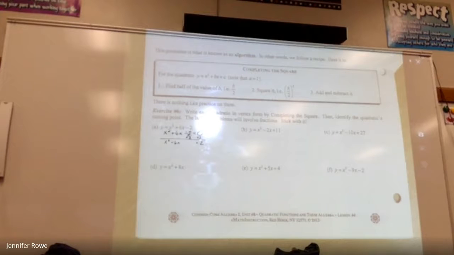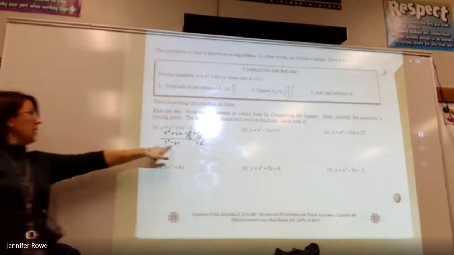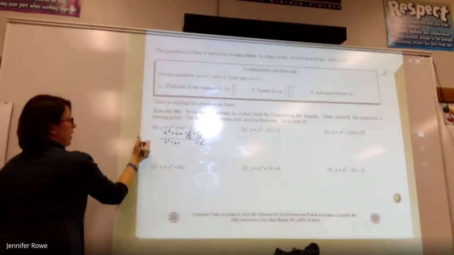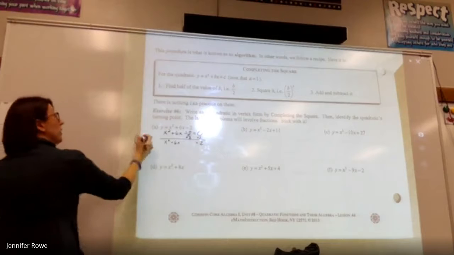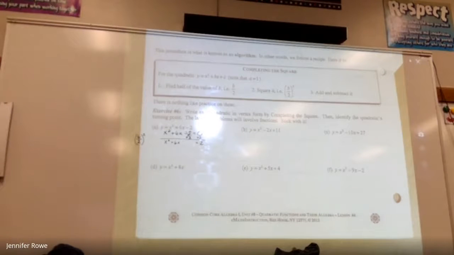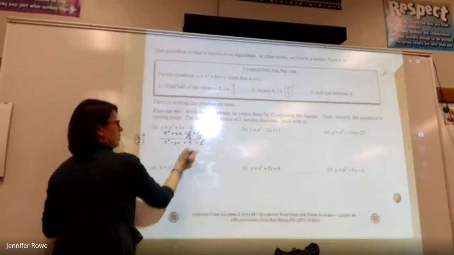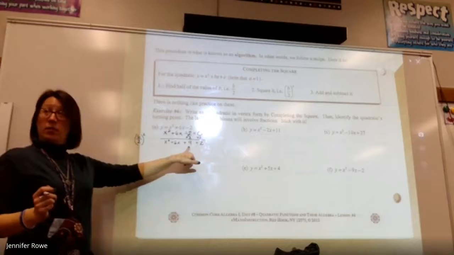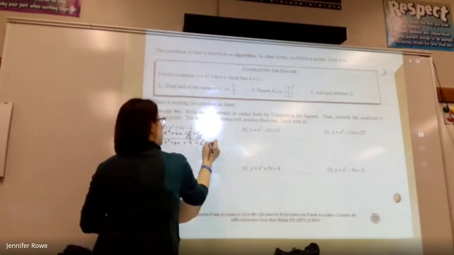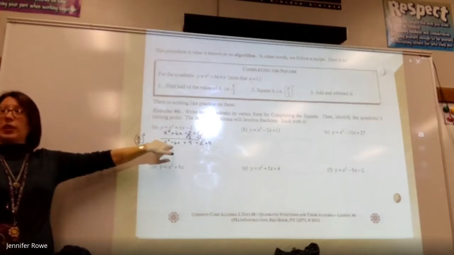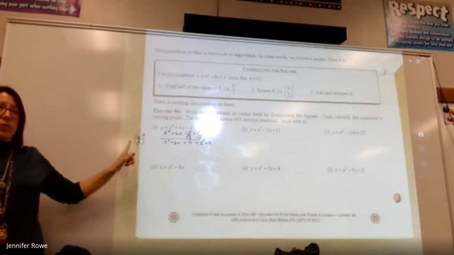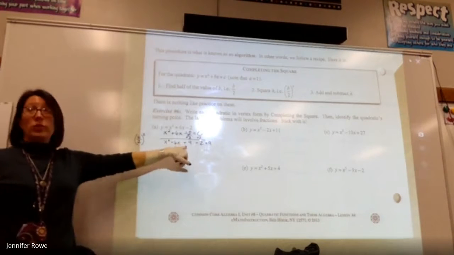Okay. So now, what number do I take right now? 6. I take the 6. I'm going to come off to the side, and I'm going to do 6 divided by what? 2. 6 divided by 2 is what? 3. And then I'm going to square it. So 9. So this is going to be a plus 9. But because I added 9 to this side, I have to add it also to this side. By the way, regardless of whether this number is positive or negative, once you square it, what happens? It's positive. Yes. So this is always going to be a plus.